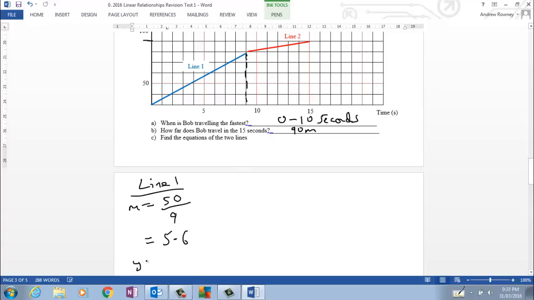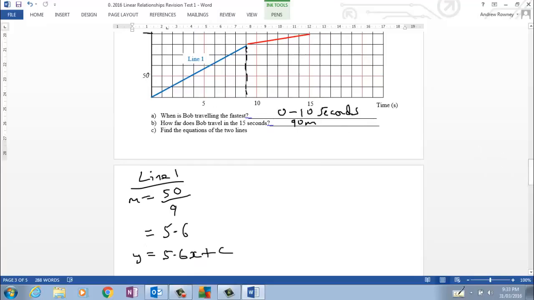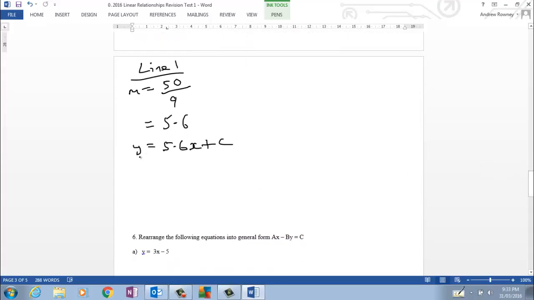So therefore we have y equals mx plus c, it's 5.6x plus c. Now to find the c, we substitute in a point. We could put in this point here, that's not 0, 0, that is 0, 30, because the y scale doesn't start at 0, it starts at 30, that's 40, that's 50. So if we substitute that in, that's saying that 30 is where y is, and 0 is where x is. So that times that is 0, so we get 30 equals c. So our equation is y equals 5.6x plus 30.